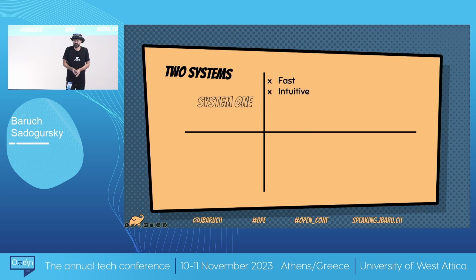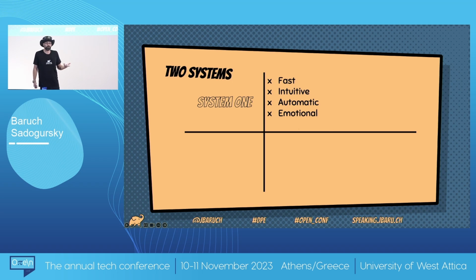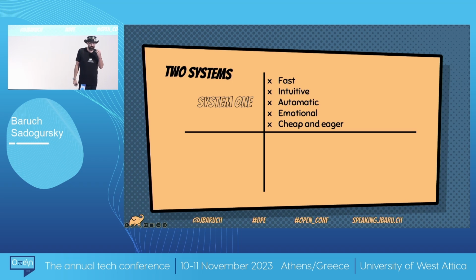It's intuitive. It jumped to this conclusion because it feels right. There is $1.10, the difference is 10 cents, boom, 10 cents. This is your intuition working. It's automatic. You couldn't switch it off. You had this answer before I even finished asking the question. It's automatic. It's emotional. You're happy: yeah, of course I know the answer, right? And it's very eager to answer, right? You wanted to answer 10 cents.